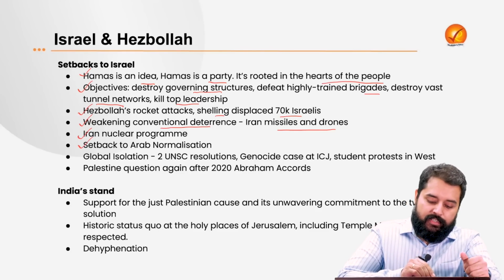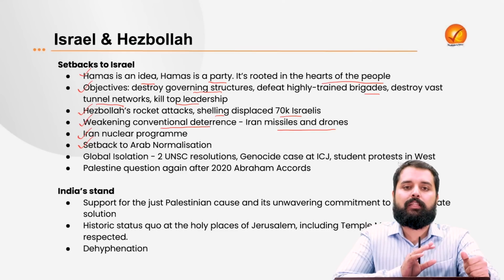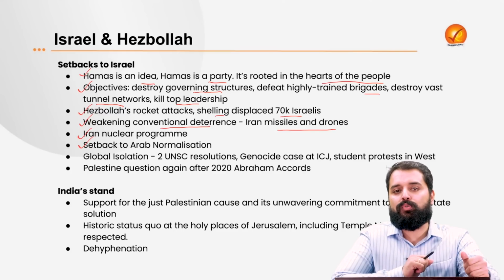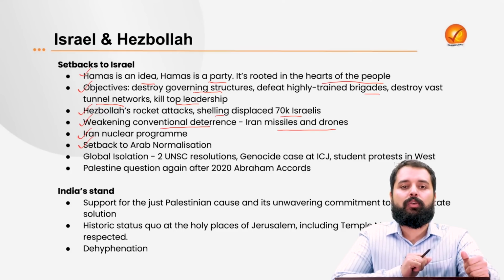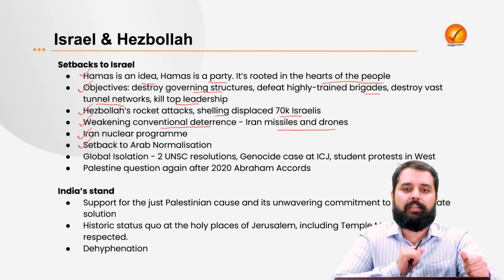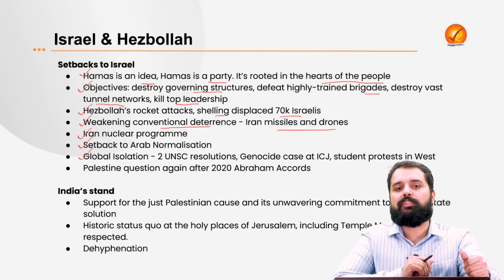This is also a setback to the normalization of the ties of Israel with the Arab world. Earlier, there was the process of normalization which was happening gradually, for example, through the Abraham Accords of 2020 with the UAE, the United Arab Emirates, and even the talks with Saudi Arabia were in place, which were being mediated by USA, but they have also been shelved because again there has been a global isolation which Israel is facing now.